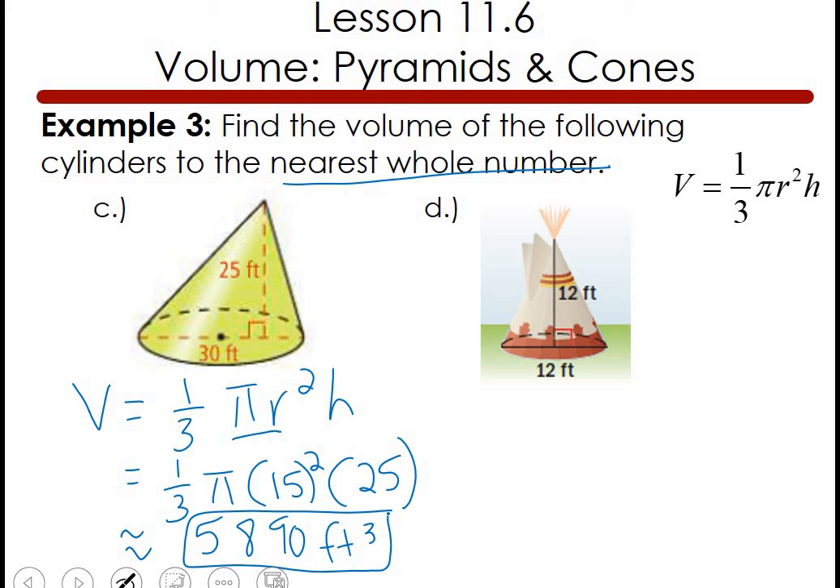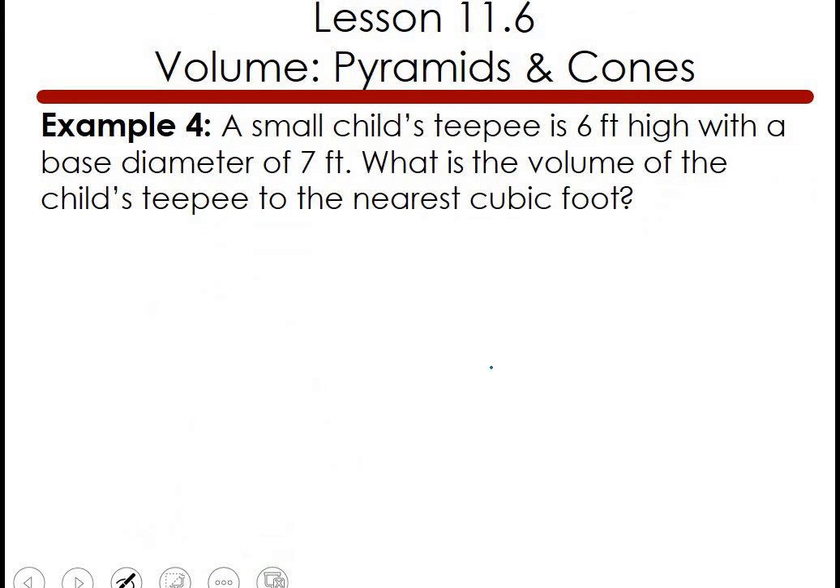All right. I think we get the idea. I think I'm going to skip this one for now. Let's try this word problem. So a small child's teepee is 6 feet high with the base diameter of 7 feet. So what is the volume?